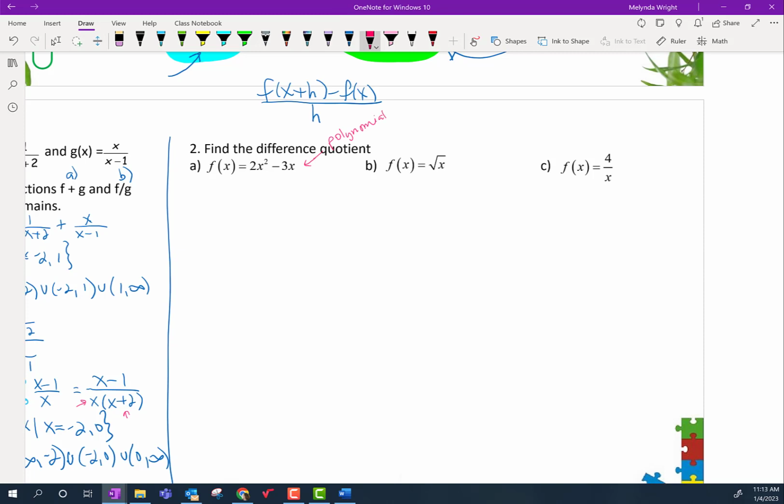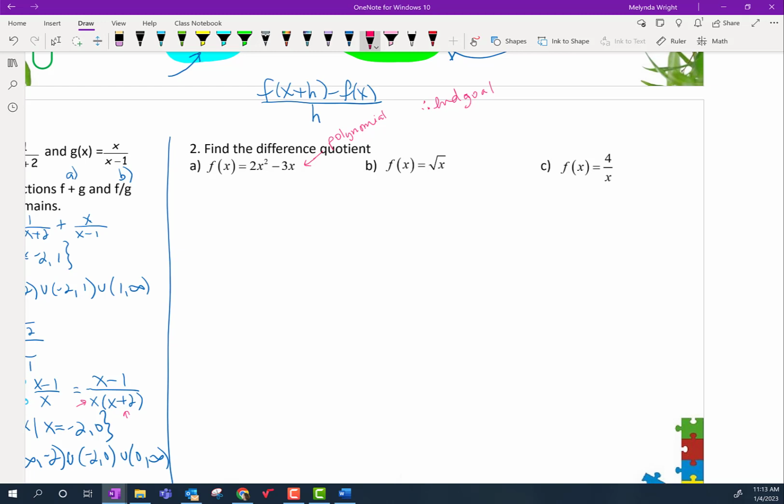What I really need to do is explain to you what our end goal is, because if you don't understand what our end goal is, then this process is going to be difficult. You're going to be like, why? What am I doing? Where am I going? So here's our end goal for these difference quotient problems.